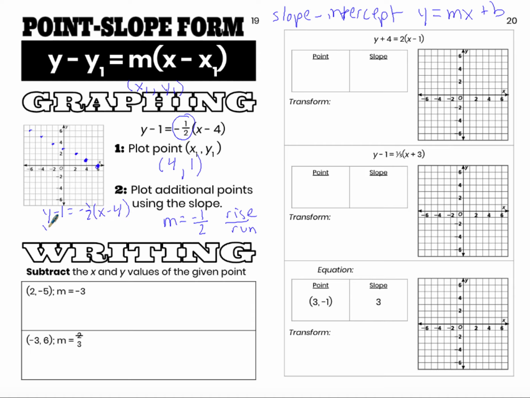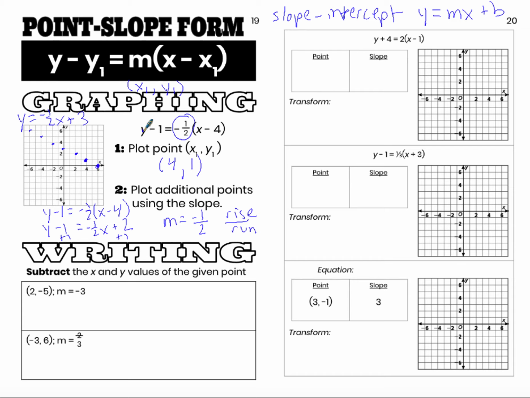The steps are always the same. I distribute the slope, so I have negative 1/2 x, and then I do negative 1/2 times negative 4, which gives me positive 2. So I distribute, and then I add that y1. I don't really have room for this, but my slope-intercept form of this equation is y equals negative 1/2 x plus 3. And then I can check my graph, and look, I was correct. I have a y-intercept of 3 and a slope of negative 1/2.